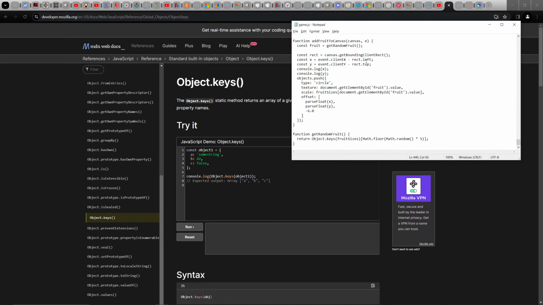So that'll be the name of the fruit. And then just fruit sizes, fruit. Get the value of the fruit size. So maybe I don't need the parseFloats because these will already be numbers. All right, let's check it out.